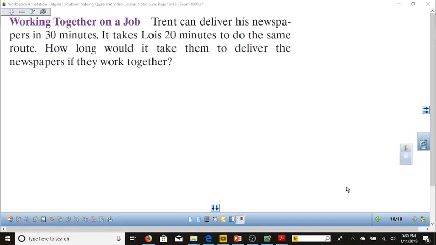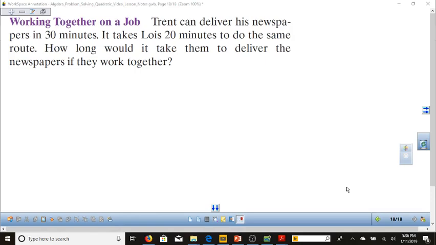Okay, let's take a look at the first question, the first example. As I said before, I'd like you to try the question by yourself, and then you can check the video to check your answer. It says, working together on a job. Trent can deliver his newspaper in 30 minutes. It takes Lois 20 minutes to do the same route. How long would it take them to deliver the newspapers if they work together?